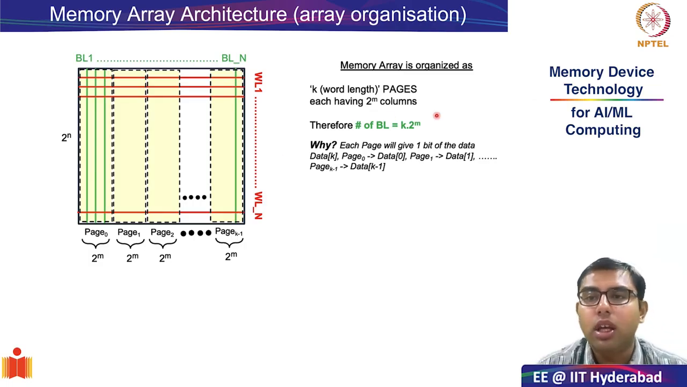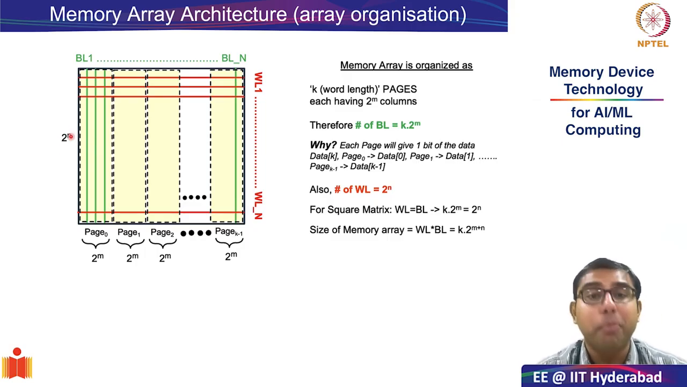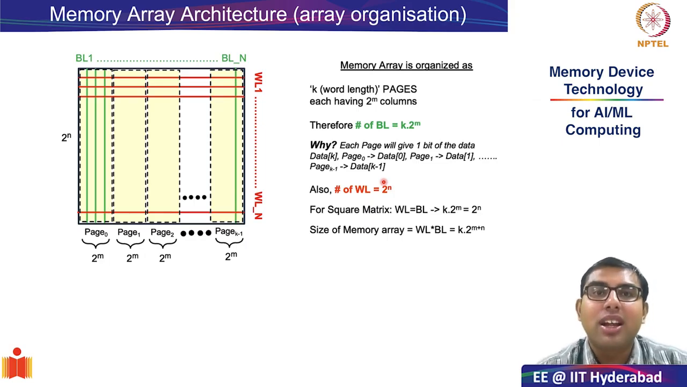After understanding that the total number of bit lines is k into 2 to the power of m, let us ask the question, what will be the number of word lines? So the word lines very simply will be 2 to the power of n. Now it is important to understand the total value of 2 to the power of n will be much less than 1 million, because from a rectangular array we have now gone to a square array.